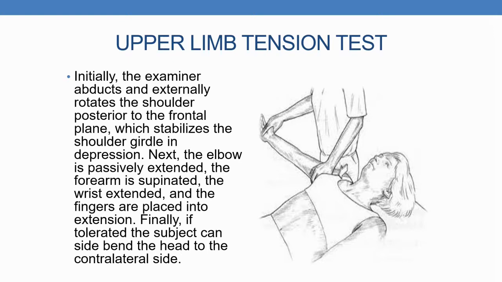Next, the elbow is passively extended, meaning you as the examiner passively extend the elbow, and you wait for a report of reproduction of symptoms. If there's no reproduction of symptoms, then you continue to progressively stretch the brachial plexus and the dura by next supinating the forearm, and you ask for symptoms. In the absence of symptoms, you would then increase the stretch on the neural structures by extending the wrist, and then finally extending the fingers.